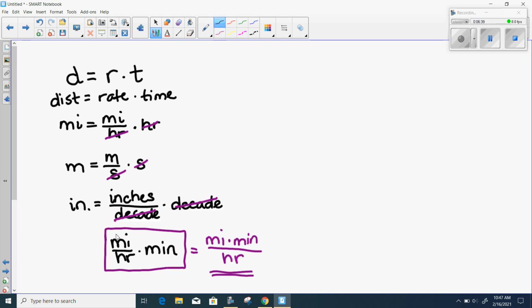Okay. So instead of doing this, I would say, no, minutes isn't going to work here. I need to make sure to change my units into hours. Or you could change your miles per hour into miles per minute. That would work as well. But typically this is the easier translation.